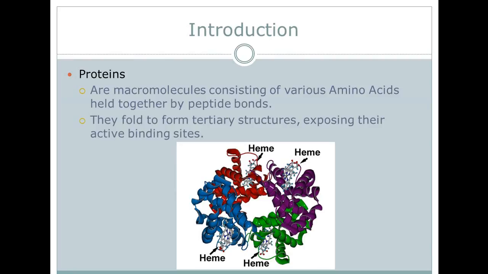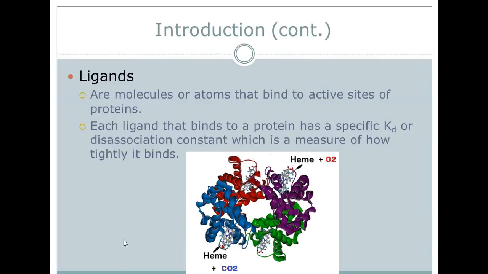Here we see the protein hemoglobin and its active sites, the heme groups, which is the area that the ligand binds to. Ligands can be any molecule or atom that binds to the protein. These ligands bind with various strengths.